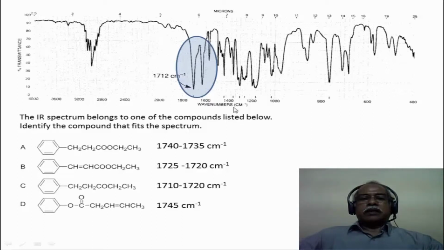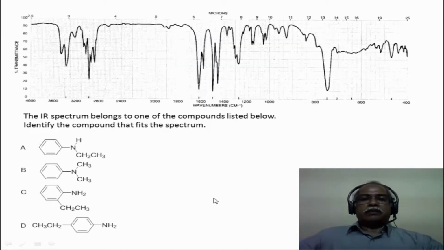So, in this particular region, because it is an aromatic system, the C double bond C is also seen here. So, one can very clearly rule out the possibility of A, B and D to be the wrong structures. So, the correct structure is C for that particular spectrum.